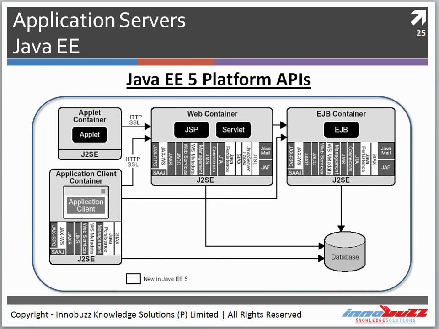Here's a picture of the Java EE 5 platform APIs. Here you can see that all of this is supported by the Java Standard Edition or J2SE. Notice that you can establish a communication with the web container from an applet, mobile, and a different language, also using SOA. Some of the APIs available are JMS or Java Message Service, JTA or Java Transaction API, EJB or Enterprise Java Beans, and more.